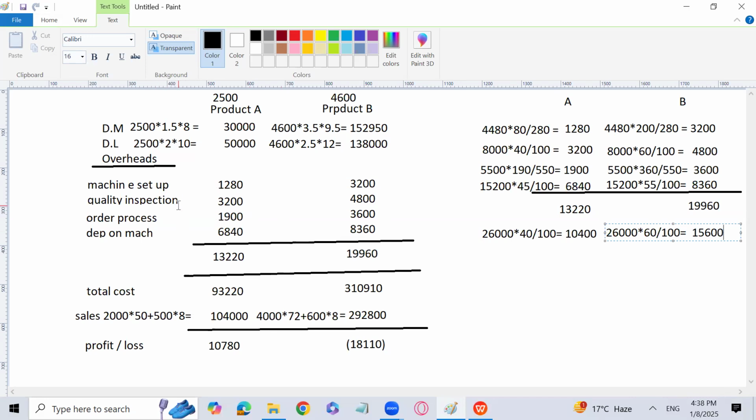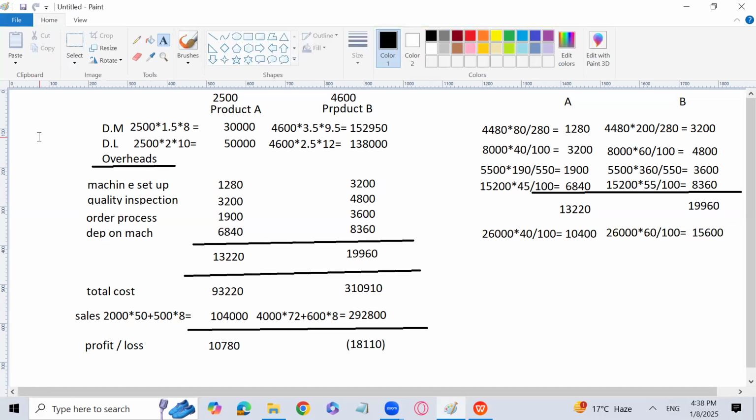For quality inspection, I'm going to change the amounts just to solve the question again. Have you taken the picture? So I will change it on the same amounts. I don't need to solve it again actually. I will change it with the same amounts. So these quality inspection amounts will change, and because of that, the total will obviously change also.